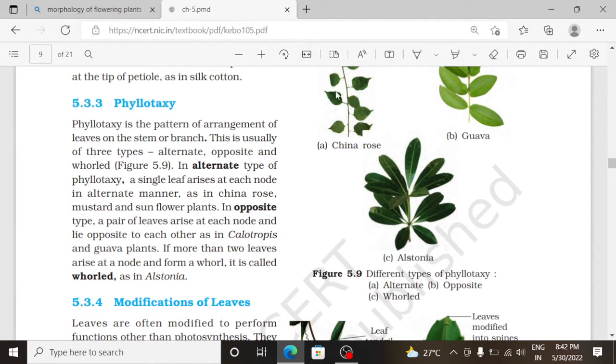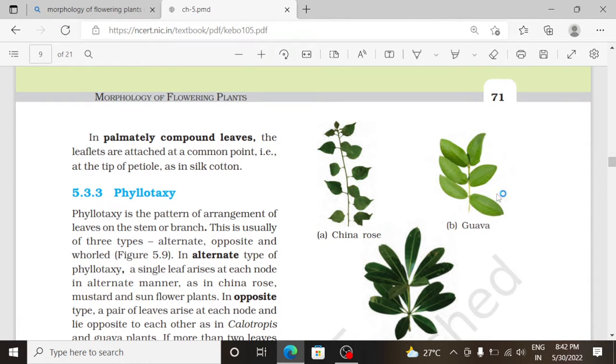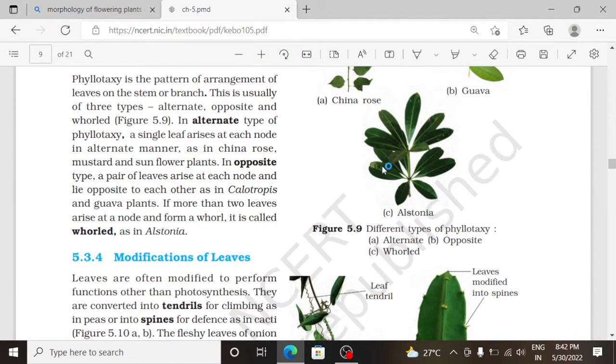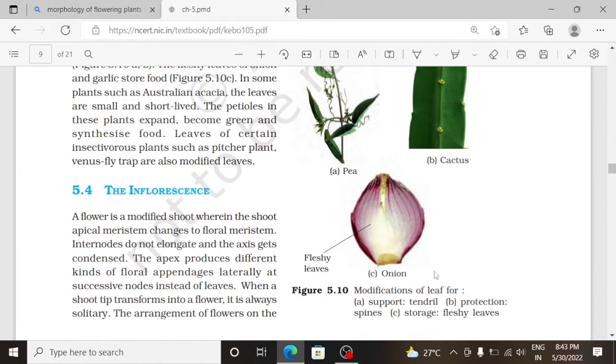So here you can see this is alternate phyllotaxy, this is opposite phyllotaxy, and this is whorled phyllotaxy. Here are the modifications of leaves. This is for support in tendril, as in peas, and this is for protection in cactus, that is in the form of spines, and this is for storage, that is fleshy leaves.